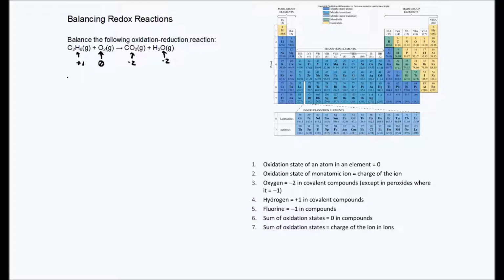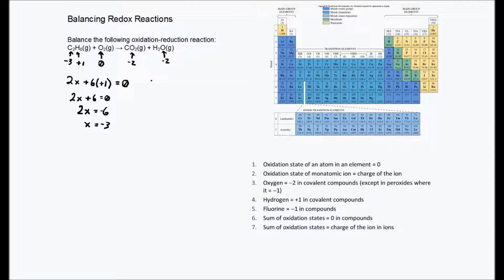So for instance, the first one, I have two carbons. I don't know their oxidation state, so call it 2x. So 2 times the oxidation state of carbon plus 6 times the oxidation state of hydrogen, 6 times +1, must equal the charge on this species, which is 0 because this one's neutral. So I have 2x plus 6 equals 0. 2x is -6. x is -3, which tells me each of these carbons has an oxidation state of -3.